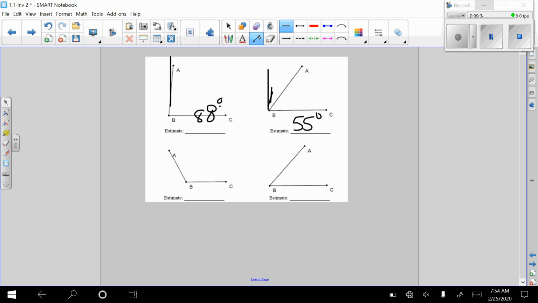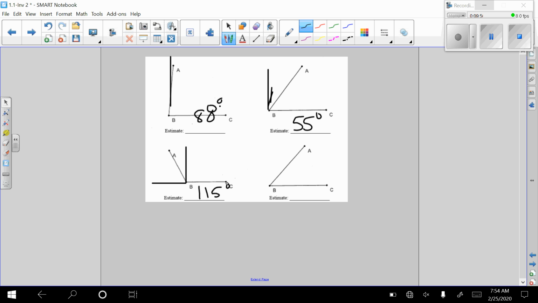The next one, if I draw my benchmark, well, there's my 90-degree angle. So I know it's more than 90. How much more? Well, is it at least half more or not quite half? Well, if I draw out another line here for my 180 degree, I can kind of see I'm not quite half the way, but maybe part way. So maybe we'll say we're about 115 degrees.